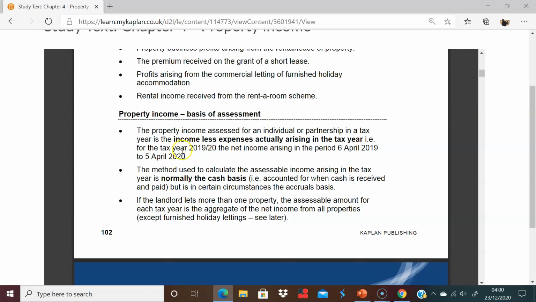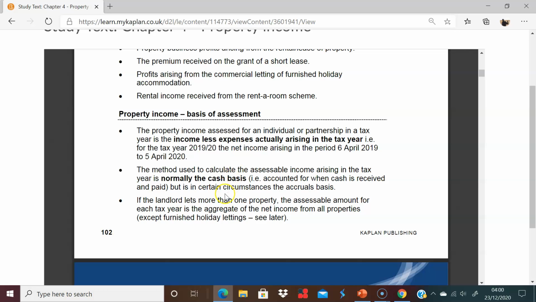You can see here it says that the property income assessed for an individual in the tax year is income less expenses arising in that tax year. Of course, it's to do with the tax years, and we're dealing with individuals. You haven't formed a company or anything fancy. You're just going to work day to day, and you just seem to have this flat in the background. And what we do here is we do it on a cash basis. So unless you're told to do it on an accrual basis, you do it on a cash basis.